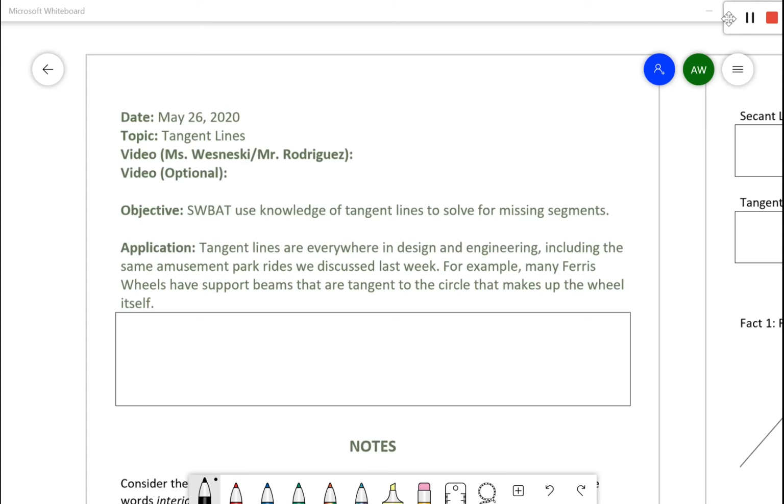Today we're going to be talking about tangent lines, and our objective is that students will be able to use knowledge of tangent lines to solve for missing segments.